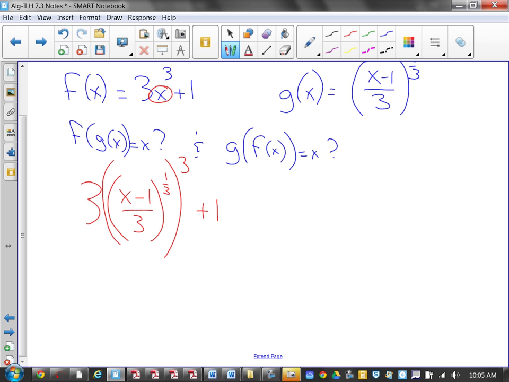Cube root of something cubed is 1. So my exponents go away. Do you agree? And then you boil it down. So this happens. You okay with that? What's 3 over 3? 1. So you have x minus 1 plus 1. See how that worked? I told you you'd be surprised at how simple it was if you wrote it out. Does that make a little bit more sense?